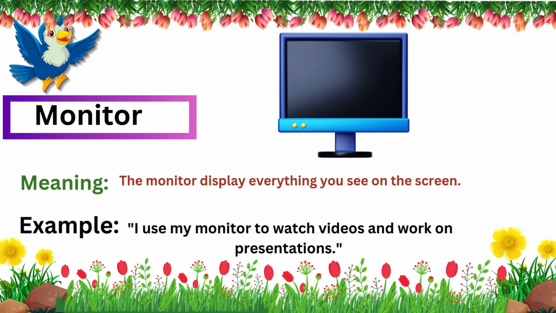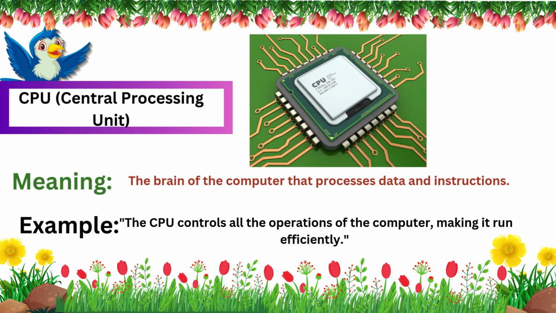Monitor. The monitor displays everything you see on the screen. Example. I use my monitor to watch videos and work on presentations. CPU, Central Processing Unit. The brain of the computer that processes data and instructions. Example. The CPU controls all the operations of the computer, making it run efficiently.